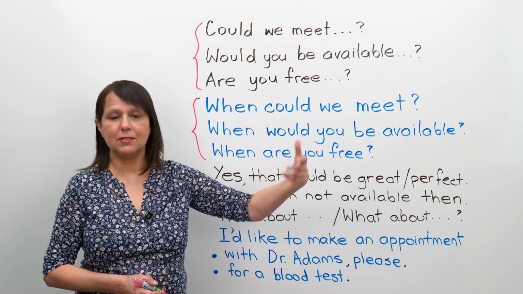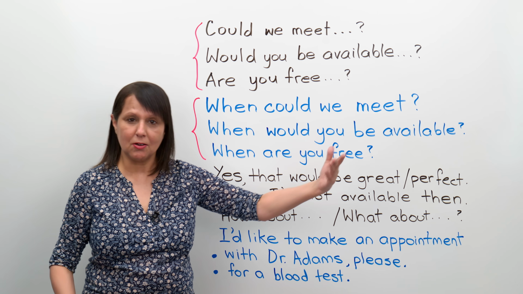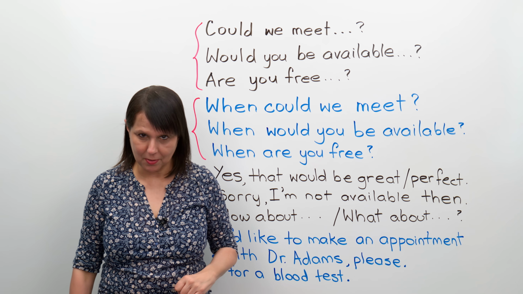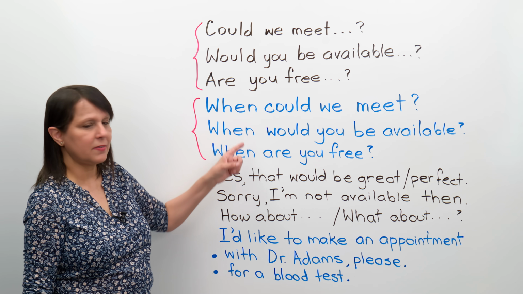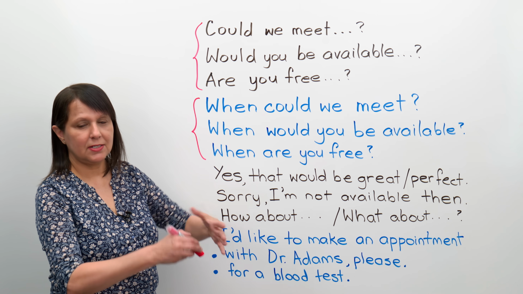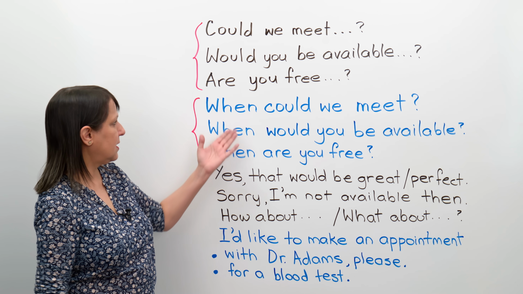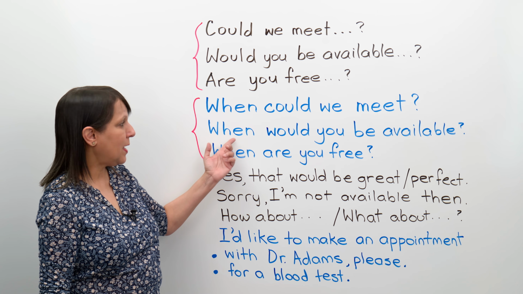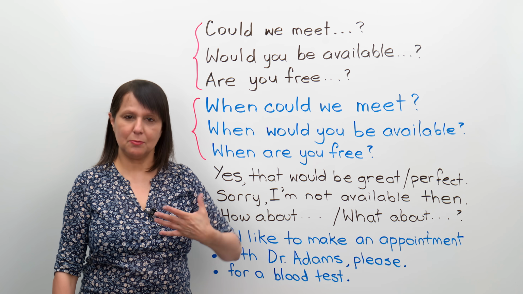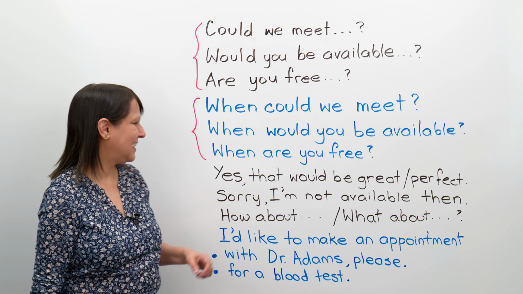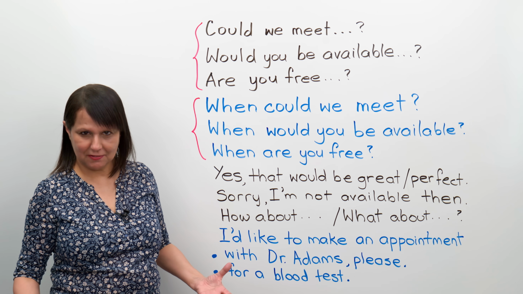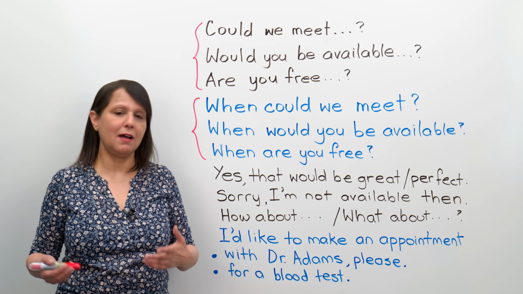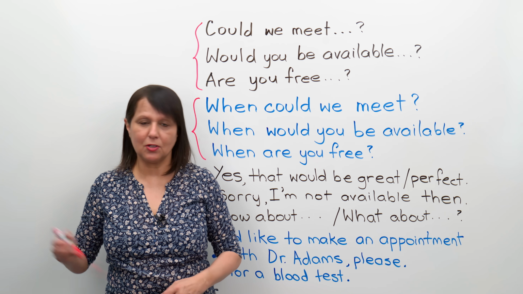Well, we could meet on, or well, could you meet on this time, at this time, on this date, and so on. So these are the questions where you're asking just a general question first. When could we meet? Or when would you be available? A little more formal again. And the last one, most informal. When are you free? And the person would say, well, I'm free on Friday at 3 o'clock.